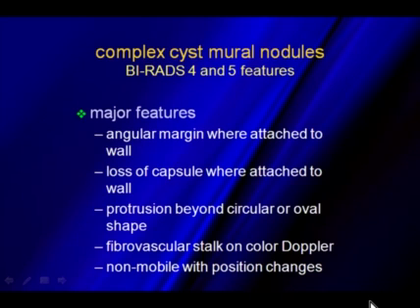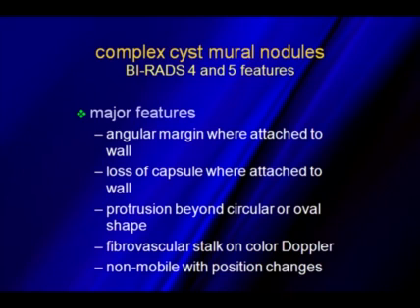So the features that we look for, if we're going to classify something as BI-RADS 4 or 5, we look for angular margins where the solid portion attaches to the wall. We look for loss of the capsule, also at the attachment to the wall. We draw an imaginary circle around the lesion, and if there's anything that protrudes beyond that circle, that is going to be abnormal.